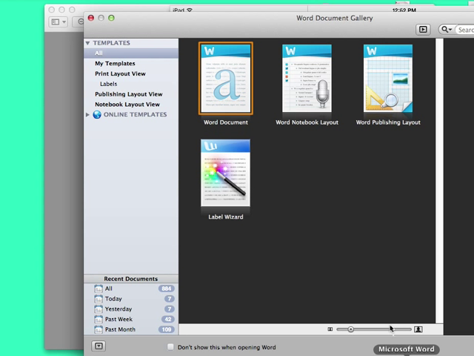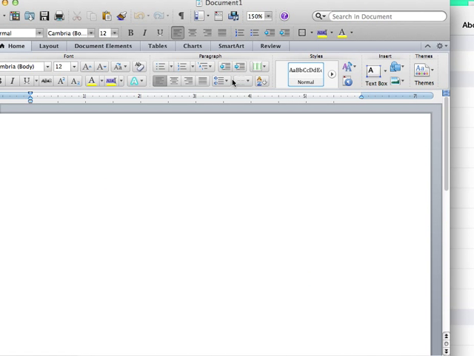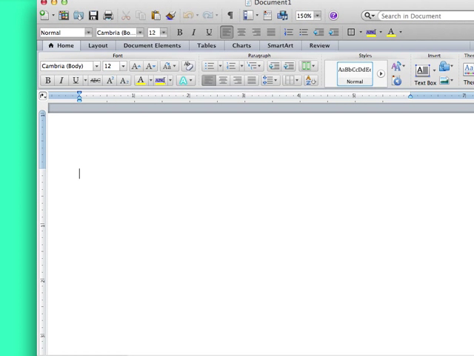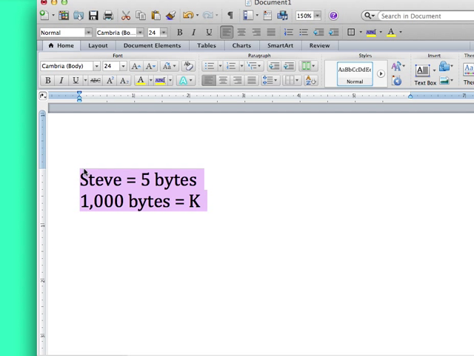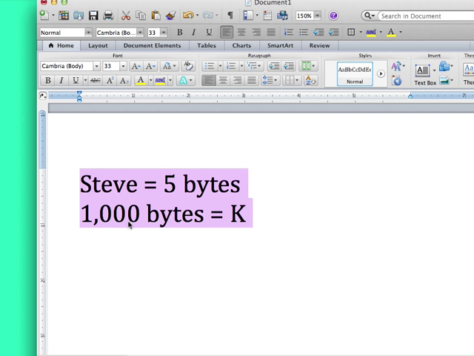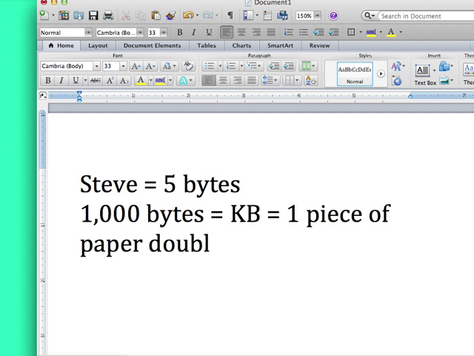You probably know this already, especially those of you who've taken one or more classes from me, right? But we need to do this for those of you who haven't. My name is Steve. It has in it 5 bytes, because a byte is a character. 1,000 bytes is called a kilobyte, abbreviated as KB. K or KB is kilobyte, and it's about 1 piece of paper double spaced.